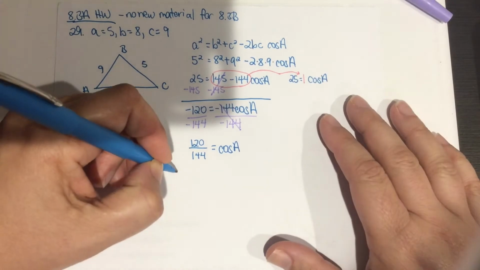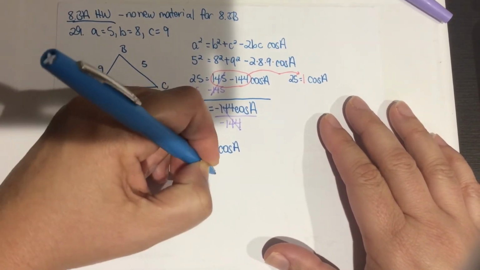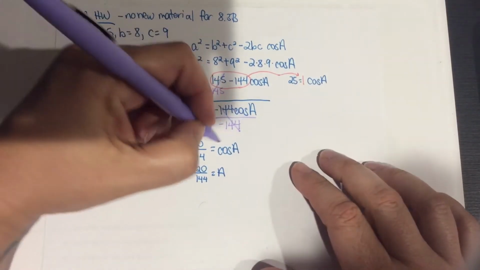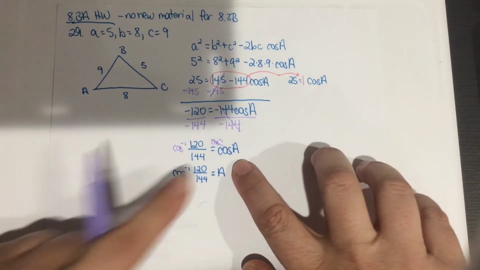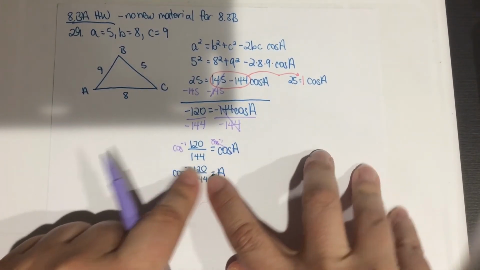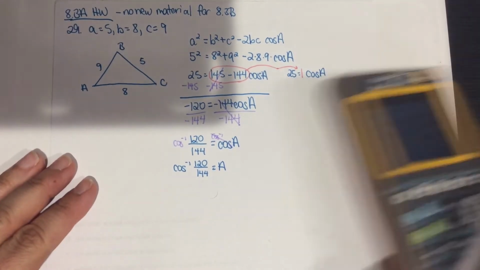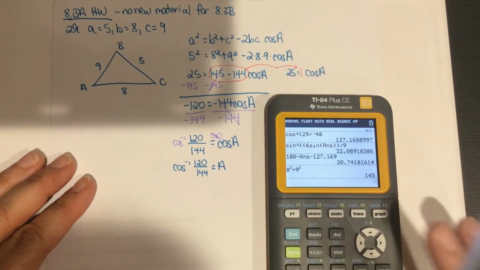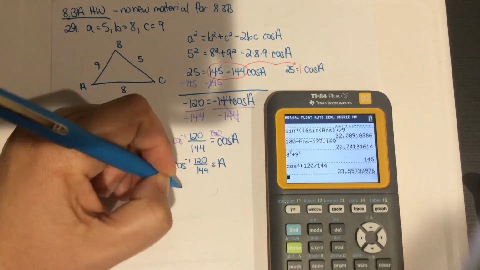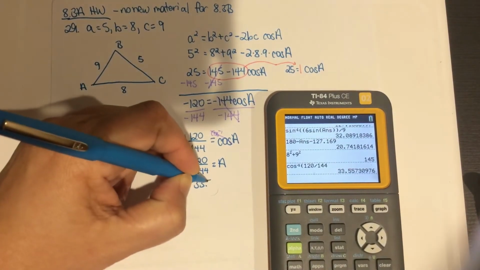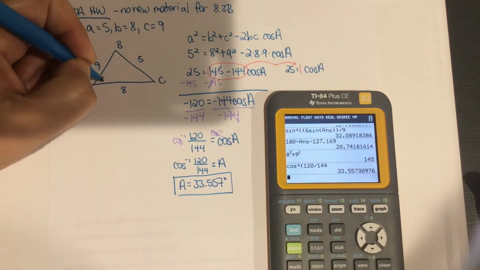Then I'm just going to take cosine inverse of both sides to undo the cosine. So I can show you the work for that as well. Cosine inverse cancels cosine, so I end up with A only on the right, and then that on the left. And then I have to use my calculator for that. Cosine inverse of 120 over 144 is, measure of angle A is 33.557 degrees. So I can put that in here.